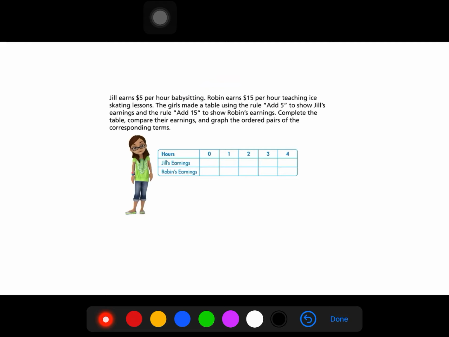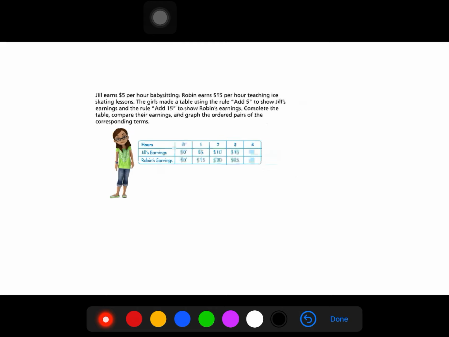Okay, so Jill's earnings are going to be with the rule of adding 5. Why are we starting at 0? Right, because at the beginning, they have no money. It is a pattern that is building on from this. Okay, so here's my table. Jill with the plus 5 is at 5, 10, 15. What's the missing number for Jill? Yes, her missing number value would be 20.